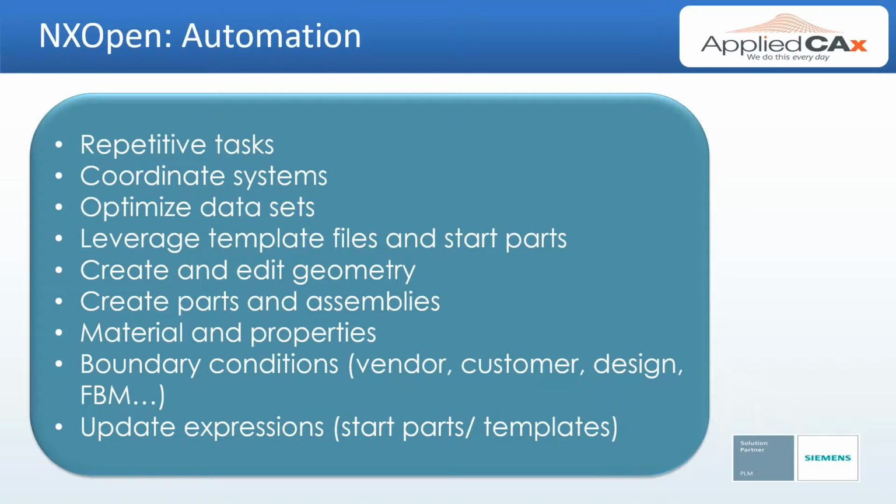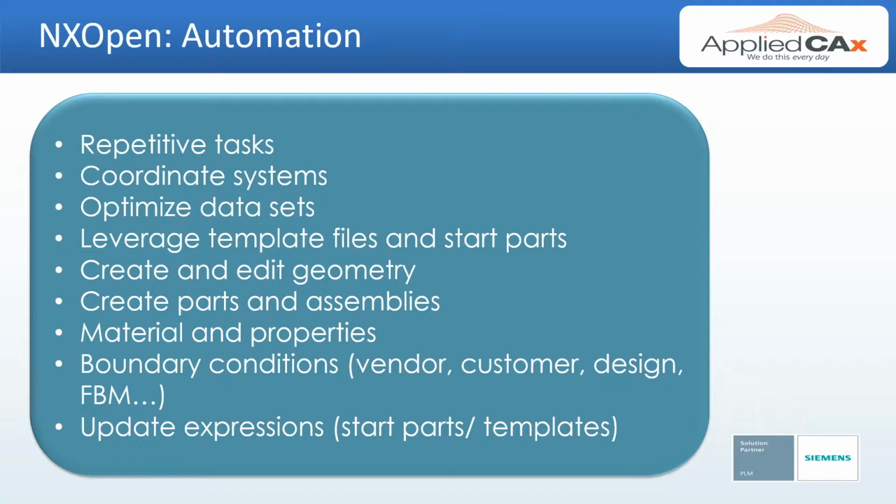Here are some of the specific automation tasks that can be completed in NX using NXOpen. You can automate coordinate systems and rotations, creating them. Anything that you do manually right now in your designs can be automated if it is something that is repeated over and over again. That is an opportunity for automation with NXOpen. You can optimize data sets within the NX environment using NXOpen. You can leverage template files and start parts.